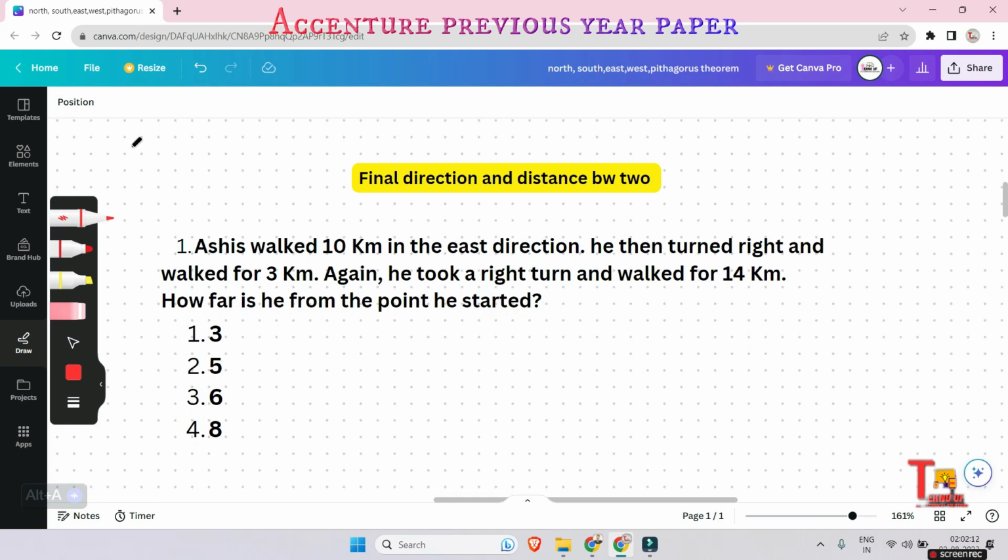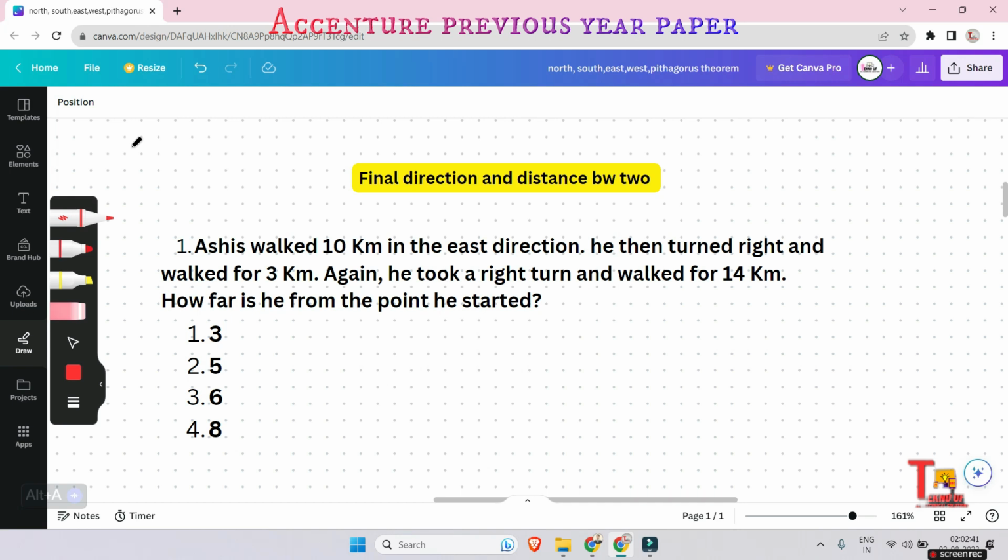The problem is: Ashish walked 10 kilometers in the east direction. He then turned right and walked for 3 kilometers. Again, he took a right turn and walked for 14 kilometers. How far is he from the point he started? I hope some of you can solve the problem. If you can, then pause the video and try to solve it. Then I am solving.